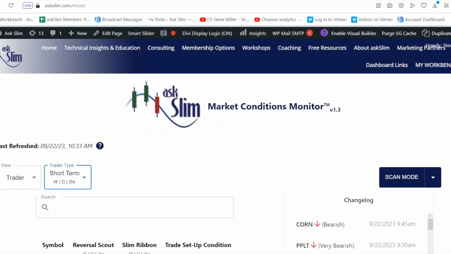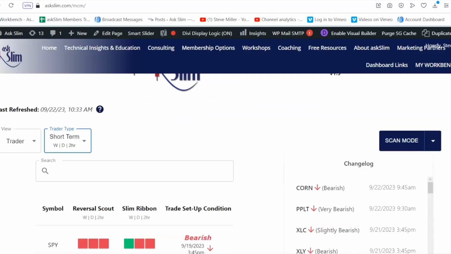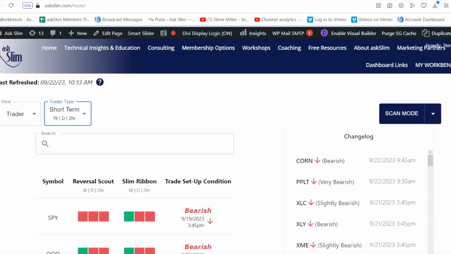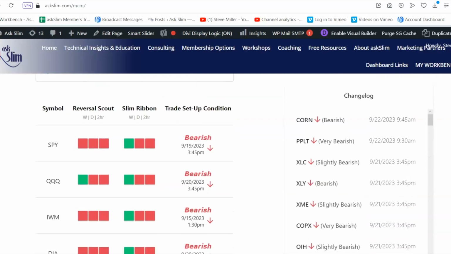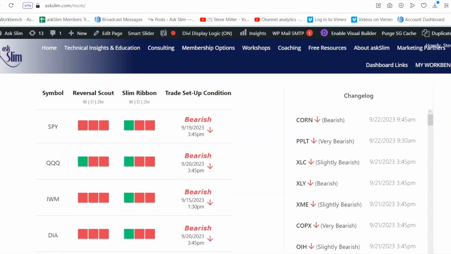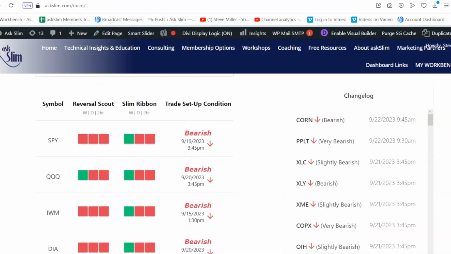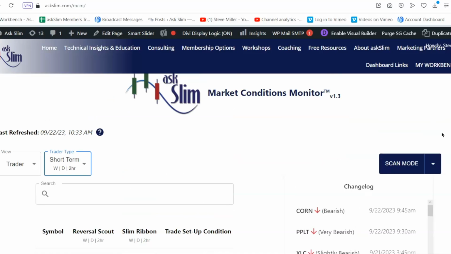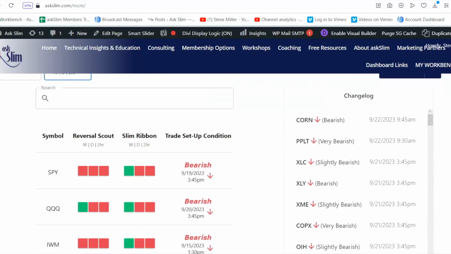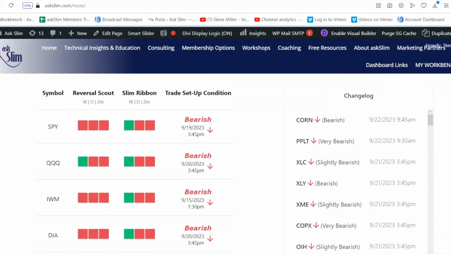Here is our market condition monitor. And this is just an amazing app. Now, I showed you how, if you sign up for level 4, you can get this premium app right here. And you can see the conditions right now. I'm looking at the short term there, which, for those of you that are swing traders, option traders, you're going to want to see that. And you can see the conditions right in here.